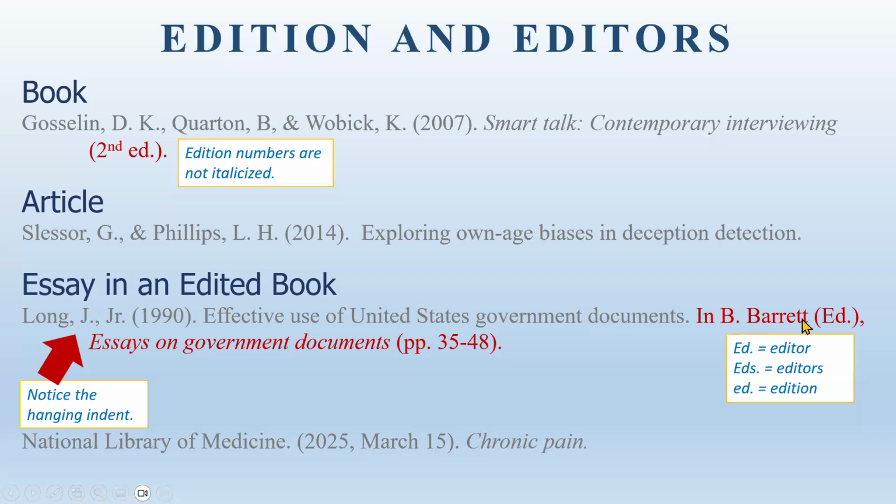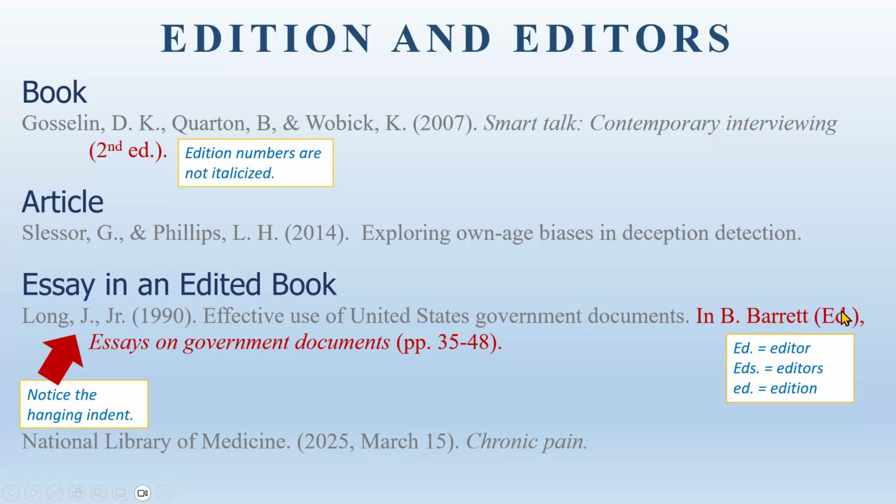We say B. Barrett, okay? And after that, we put capital ED period inside parentheses. That indicates that that person is an editor of the book. If you had two co-editors, you would list them with an ampersand, and you would say EDS for editors. Notice the difference. This one is not capitalized. This one is. They mean different things.